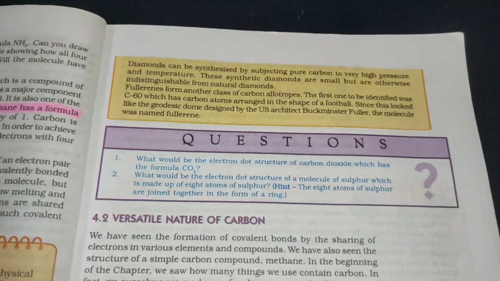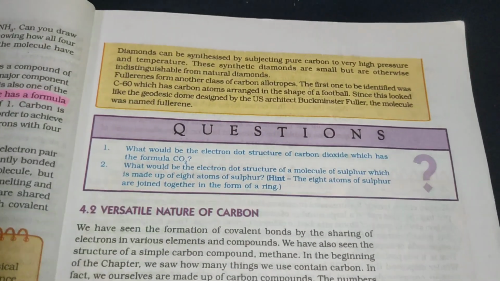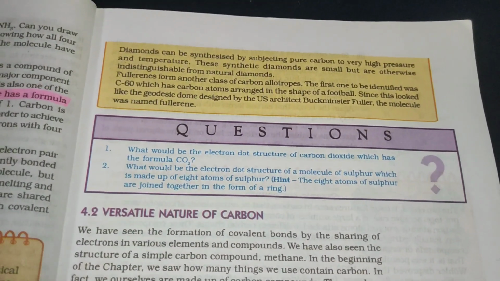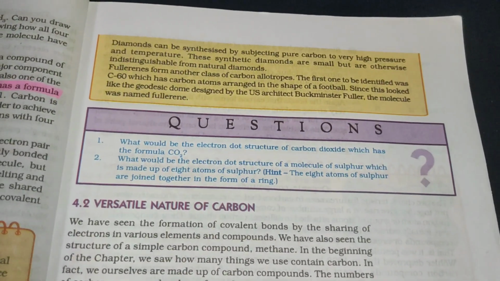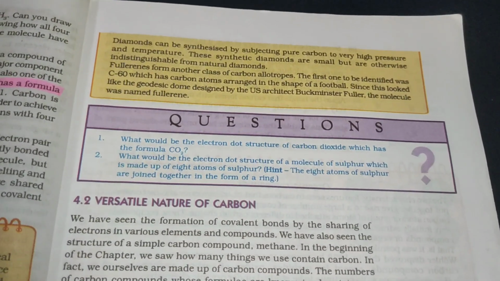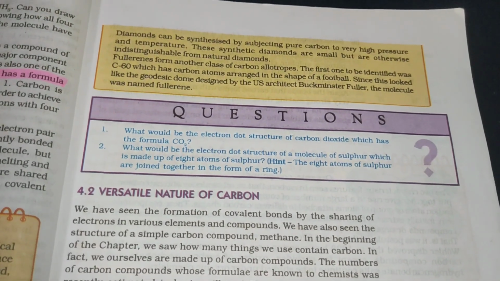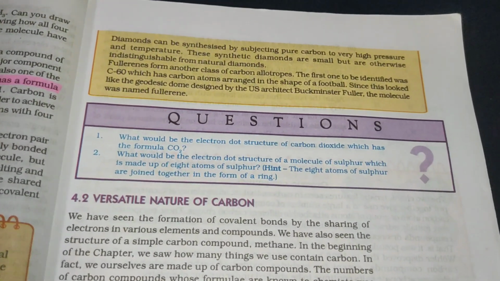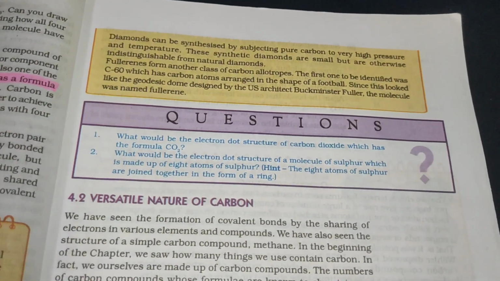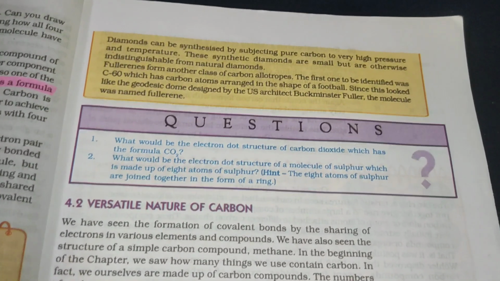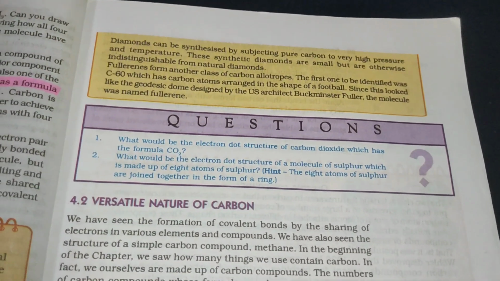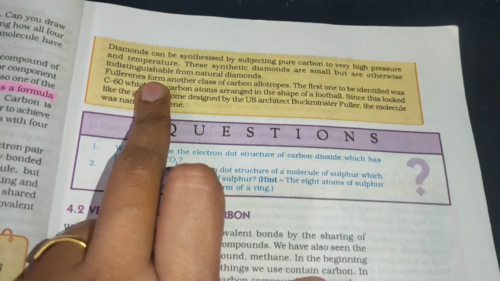Then diamonds are synthesized by subjecting pure carbon to very high temperature and pressure. So pure carbon is taken, and under high pressure and temperature, these diamonds are synthesized. These synthetic diamonds are very small and indistinguishable from natural diamonds. We cannot distinguish whether it is a natural diamond or one we synthesized. So this is about diamonds.